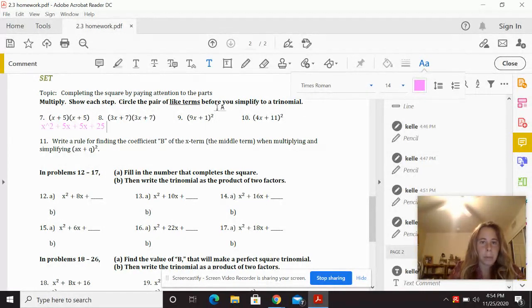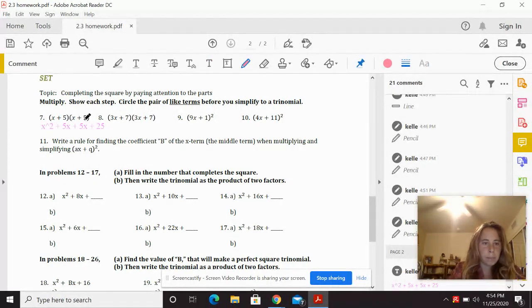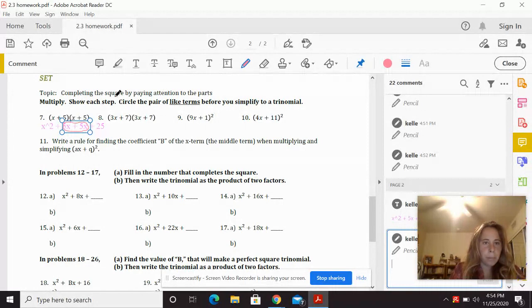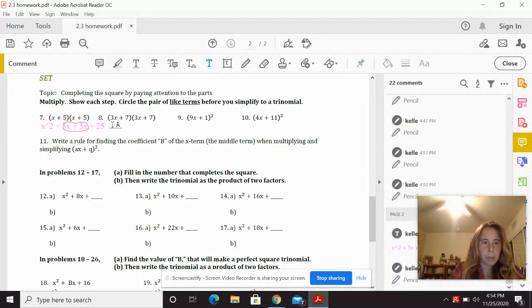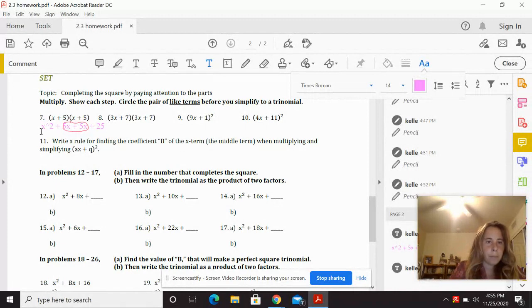Circle the pair of like terms before you simplify. All right, so let's circle our like terms. What are my like terms? Yeah, 5x and 5x are my like terms. Boom. So now you can simplify. So that gives you x squared, and then 5x plus 5x.